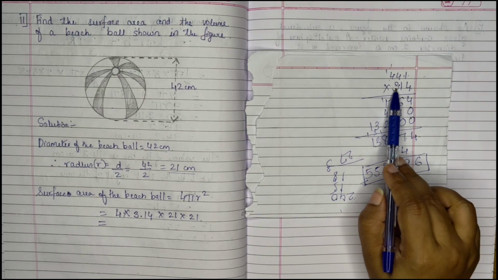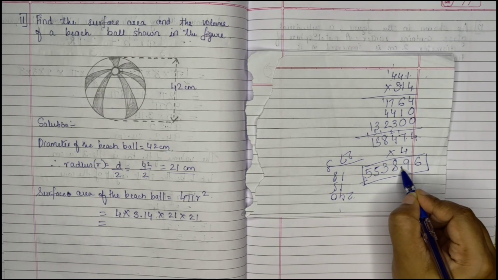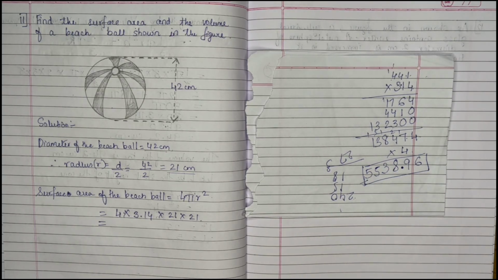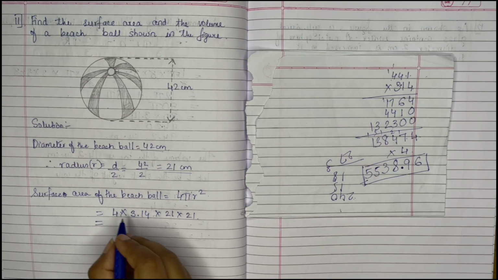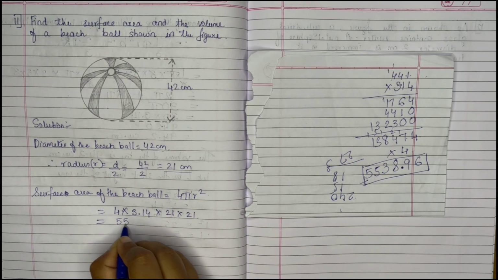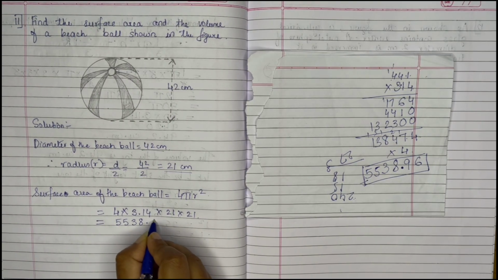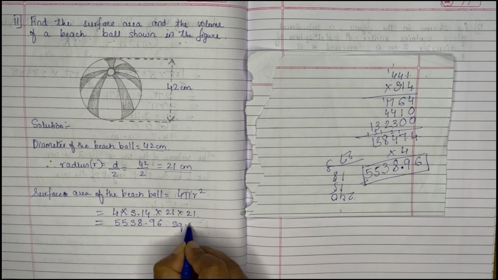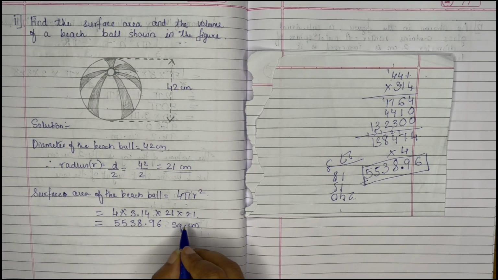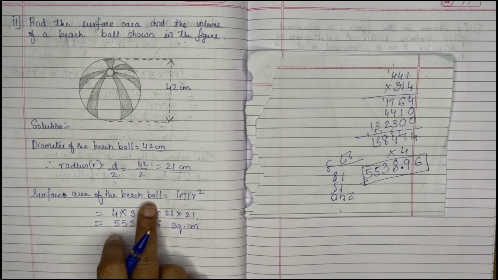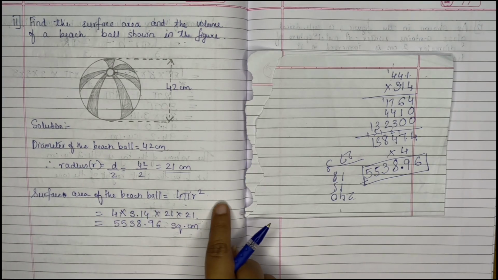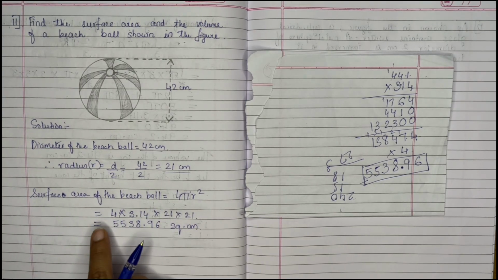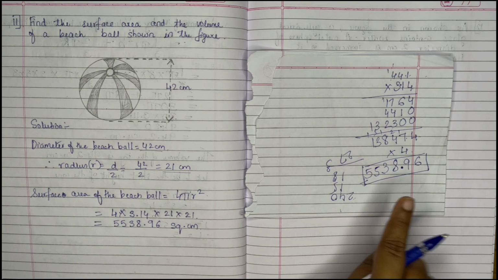Now you can see that we had taken 3.14, there was a point after 2 digits. So again after 2 digits we are going to put a point. Okay, so the answer we got is 5538.96. Surface area it is, so square centimeters. Understood? So we got the surface area of the ball. Use the formula 4 pi r square and you can write the values and multiply it.